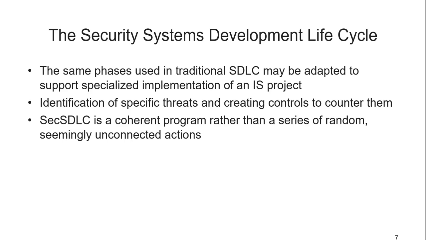In the system security, or in the security systems development lifecycle, we can adapt the same phases used in the traditional system development lifecycle to support the implementation of a security project. The fundamental process is to identify the security issues and problems within the system, including the threats. In addition, alternative solutions and specific controls can be identified to counter those threats. So basically, we can use the same approach, the waterfall approach, and go with the same loop and with the same six phases, but most likely we will be specifically addressing security.